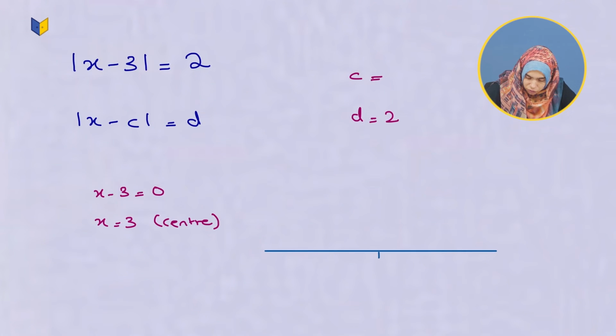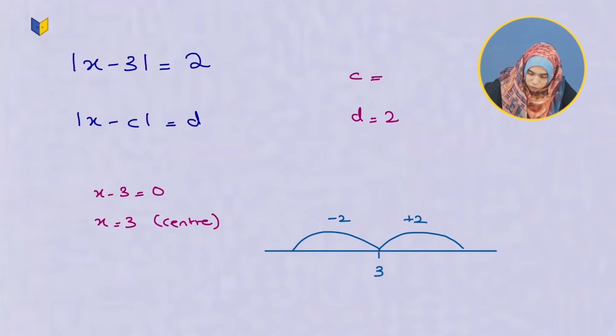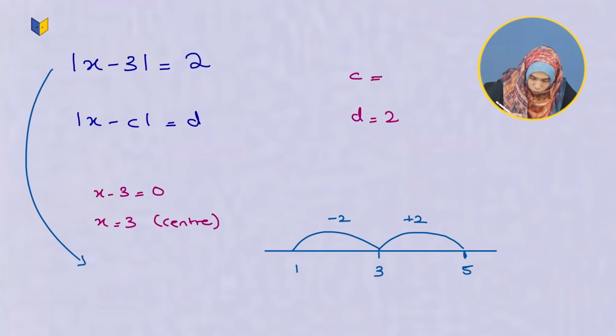So center 3, distance 2 units could be towards the right or towards the left. So 3 plus 2 is 5, that's our first solution, and 3 minus 2 is 1, which is our second solution. So this modular equation has two solutions, 1 and 5.